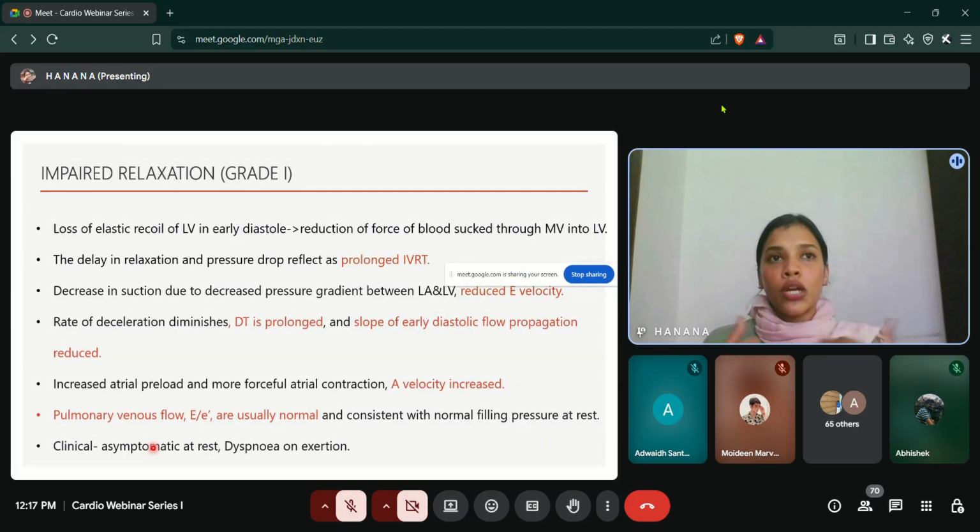So if a patient comes to you and tells you he is having difficulty climbing steps, you should check the diastolic function of this patient.